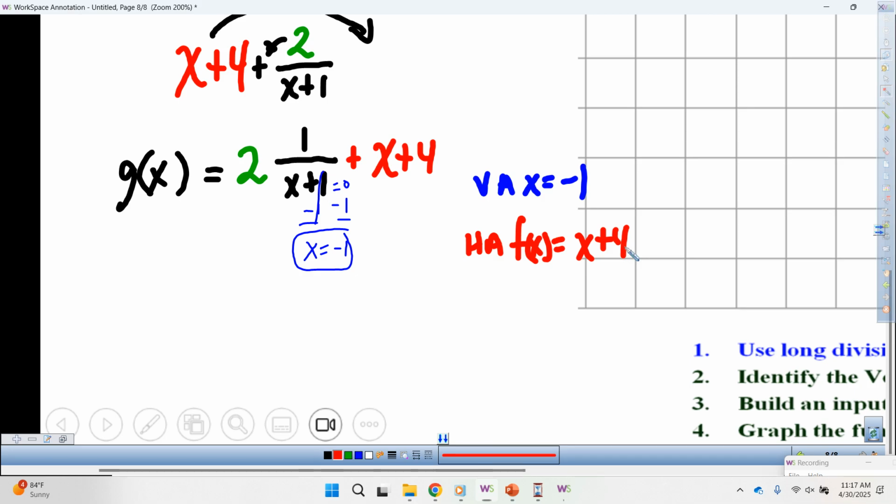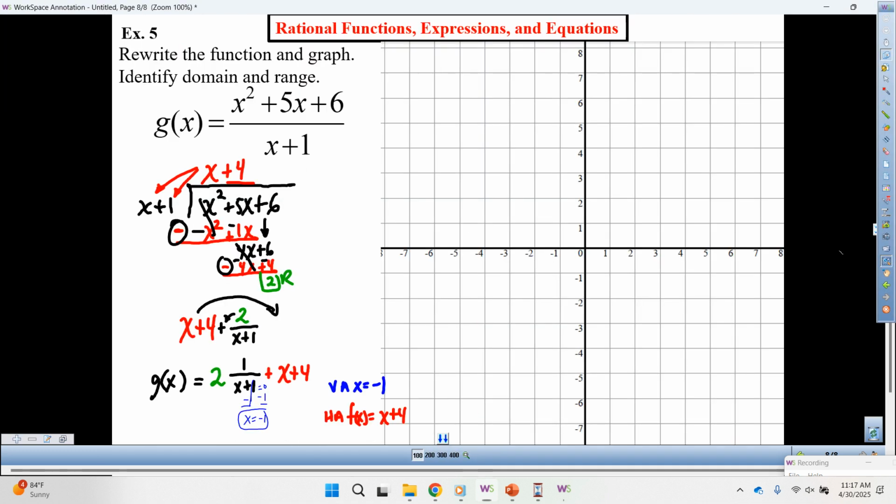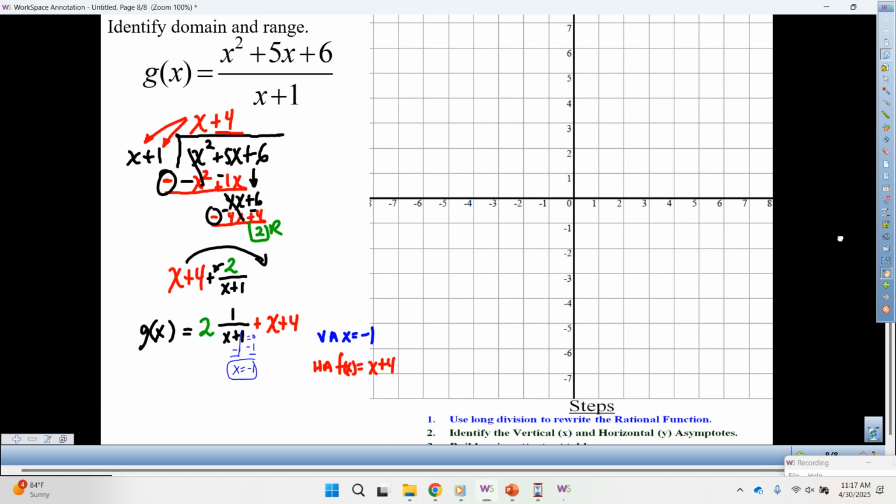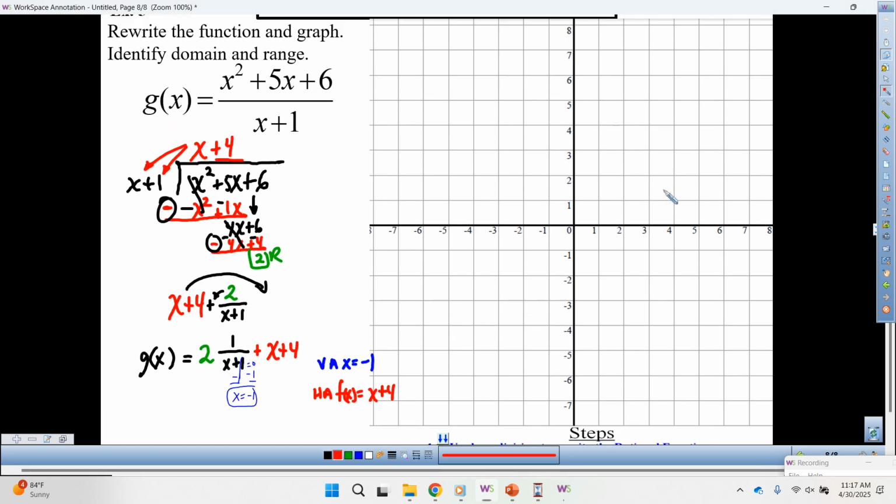So let me zoom out. So let's start with our VA. Our VA is -1. So let's plot that. -1 is here. And then sketch your asymptote right there. But now we need to sketch f of x equals x plus 4.